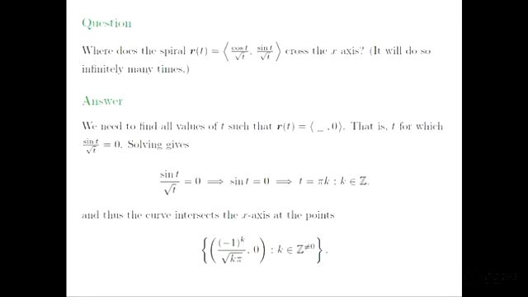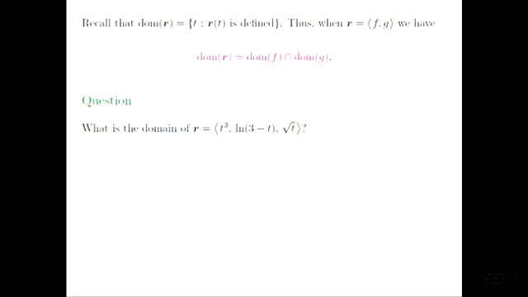Okay, so recall that the domain of any function is simply the set of points for which the function is defined. That is, when r is equal to the component functions, and this should really be x and y, but f and g are also okay, the domain of r is equal to the intersection of the domains of the individual components. So here's an example. What is the domain of r when its components are t cubed, ln(3 minus t), and the square root of t? Well, what's the domain here?